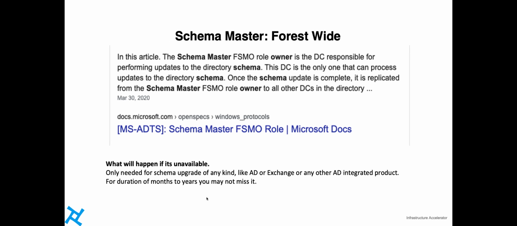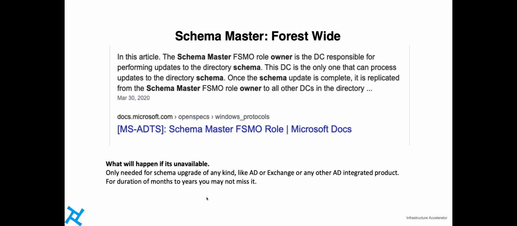Schema master. The schema master role is a domain controller responsible for performing updates to the directory schema. That domain controller is the only one that can process updates to the directory schema. Once the schema update is completed, it is replicated from the schema master FSMO role to all other DCs in the directory. Remember I told you about the schema partition, which contains the classes and the attributes present in Active Directory.